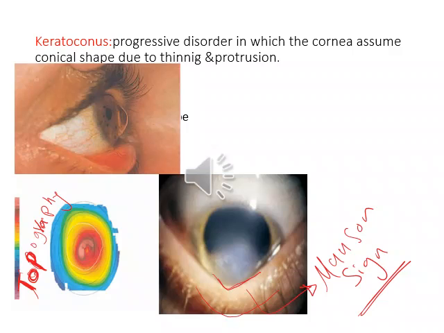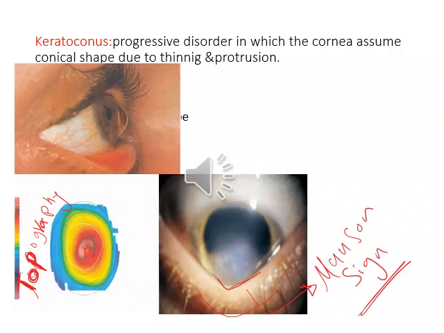Another complaint of the patient with keratoconus is that he may develop sudden loss of vision, and if he develops sudden loss of vision, this means the patient has developed what is called acute hydrops, which indicates there is Descemet's membrane rupture, like in the lower right photo where there is central corneal opacity.